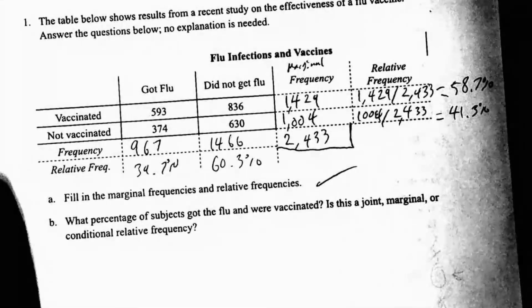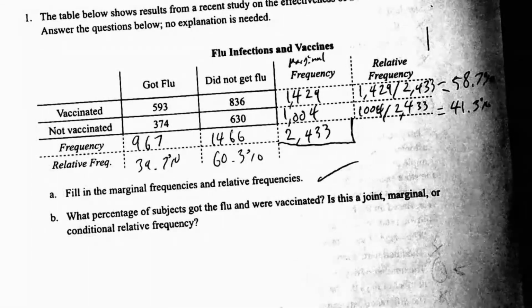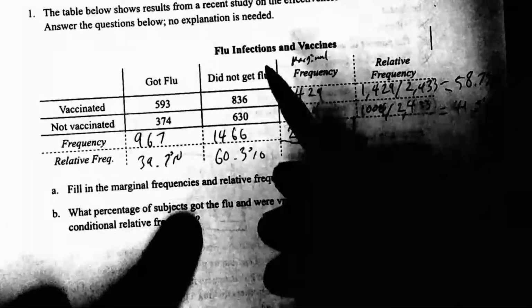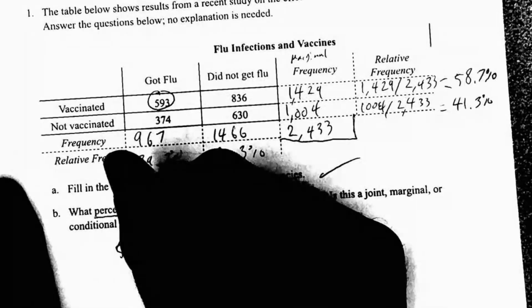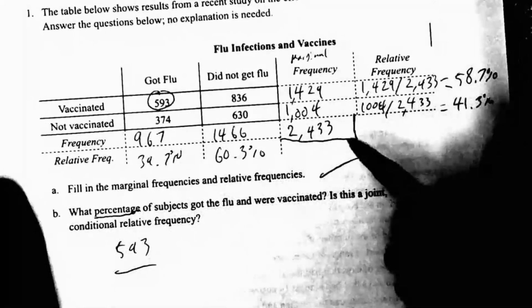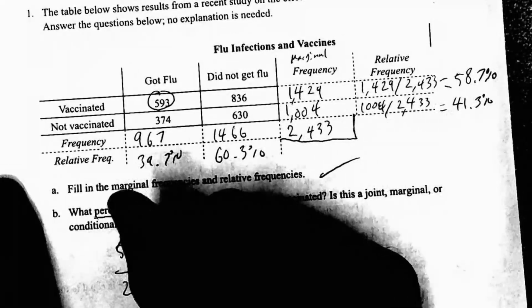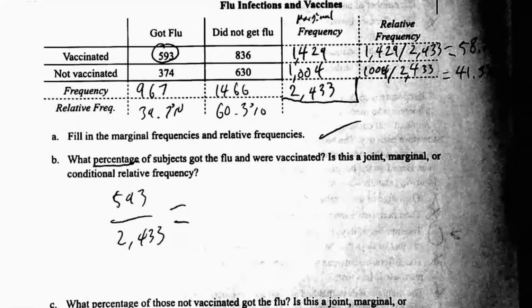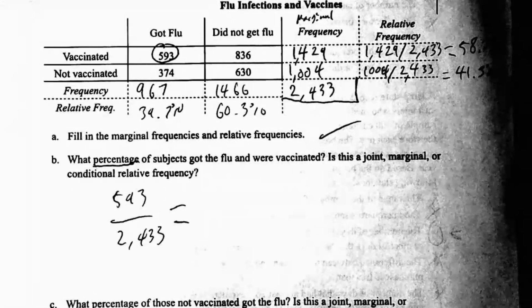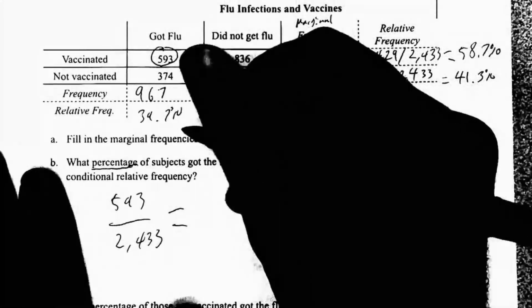Next one, what percentage of subjects got the flu and were vaccinated? So got the flu and were vaccinated, that is 593, but I'm looking for the percentage. So you do 593 divided by the total, 2,433. That equals 24.4%.